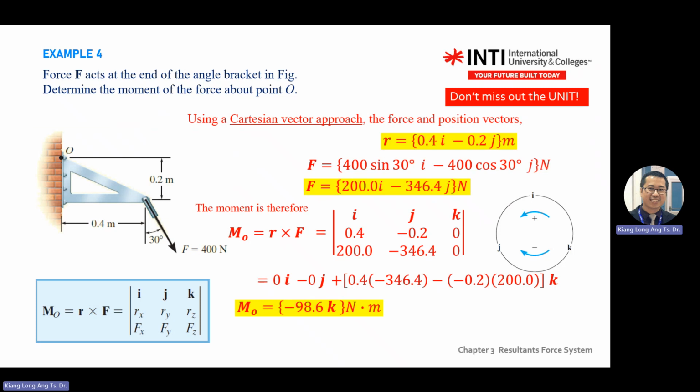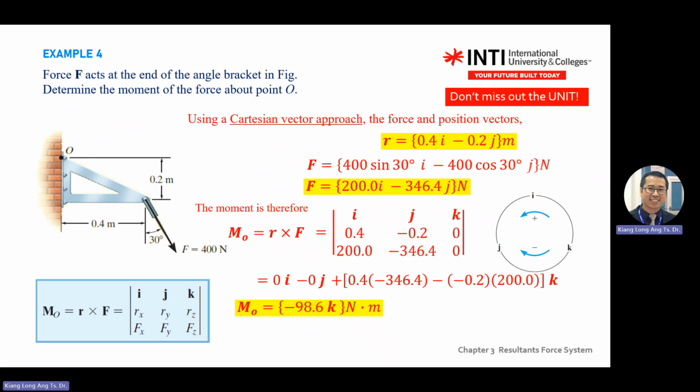Then just be careful of careless mistakes. Some of you forget to carry the negative. So you get negative 89.6 k, in newton meters. This is a vector. A vector has magnitude and direction. Magnitude is minus 98.9. Direction is k.